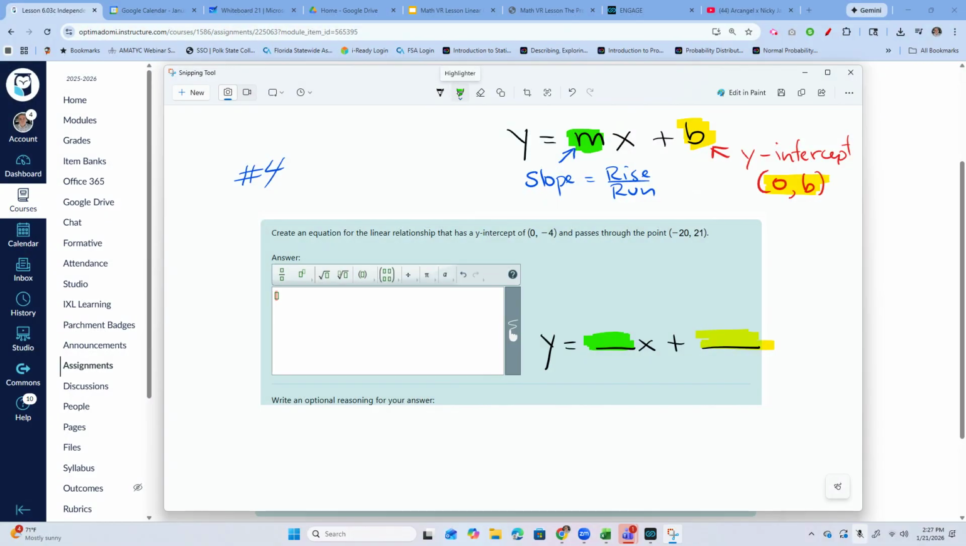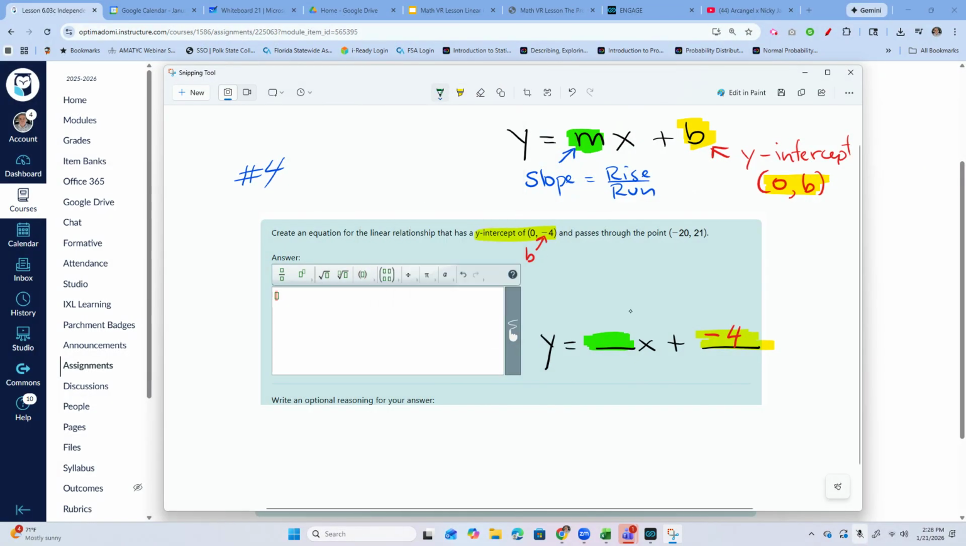Now, when you start reading the word problem, you're going to see, okay, they gave you a word description. Look, they gave you the y-intercept. Can you see that it says 0, comma -4? It looks like the y-intercept. So that means that my b here is -4. So in this blank space, I'm going to put -4. Okay, now what I'm going to do, I'm going to find m.